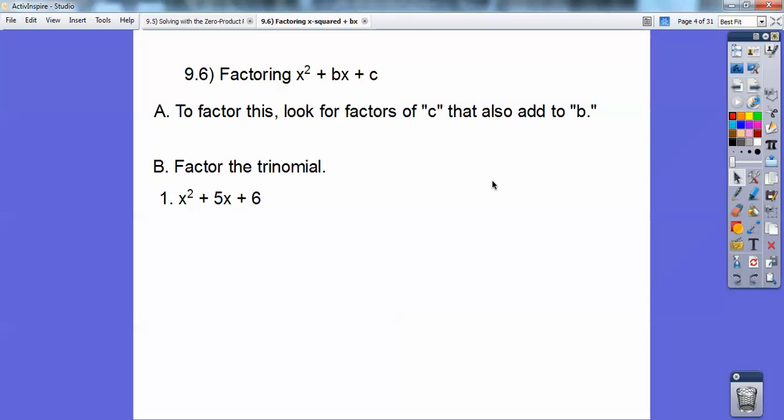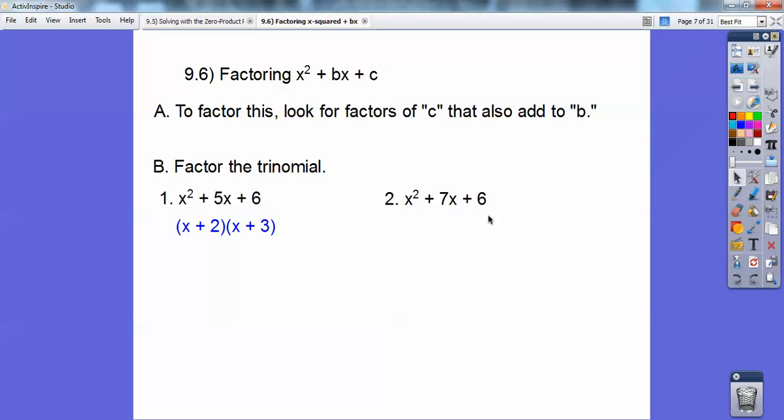So factor the trinomial. What factors of 6 that you multiply also add to 5? I hope you guys know 2 times 3. So it goes x plus and then x plus, then put the 2 and the 3. There it is factored. If I FOILed this out, it would go right back to that. So that's the answer, x plus 2 times x plus 3.